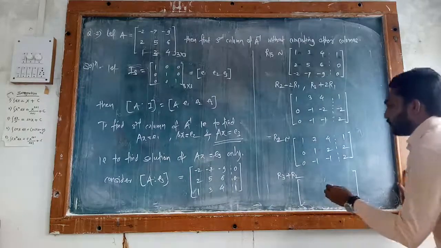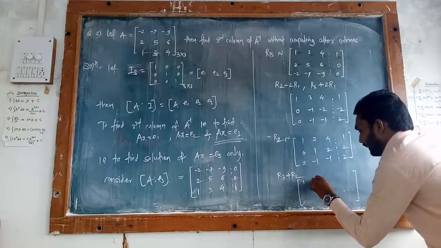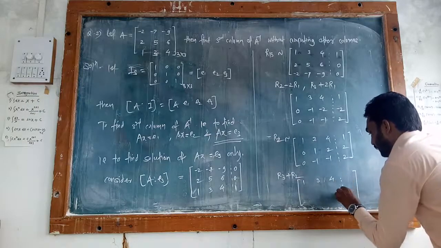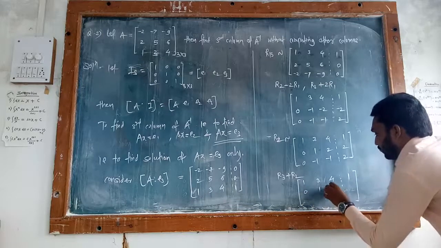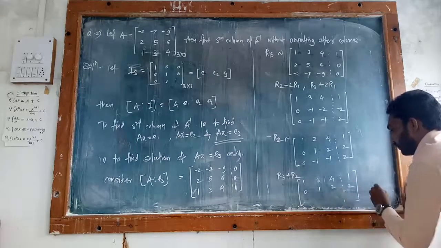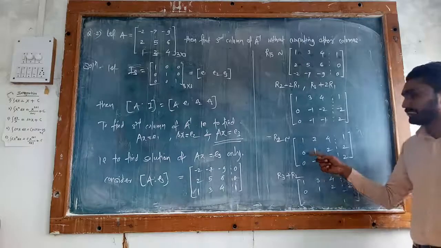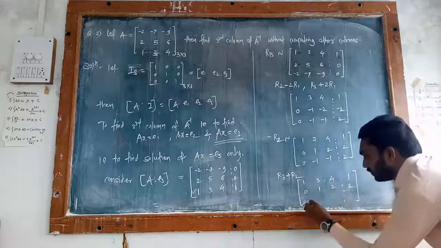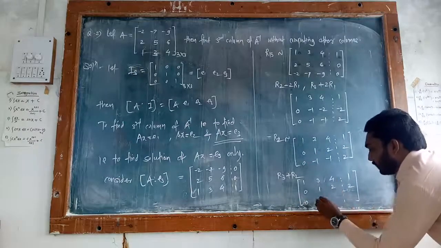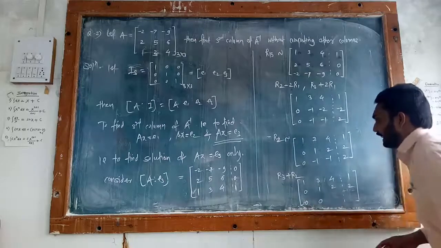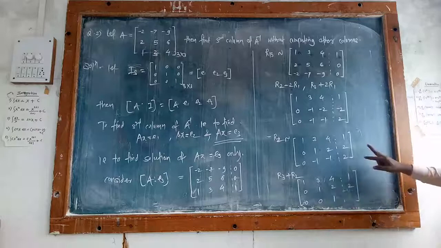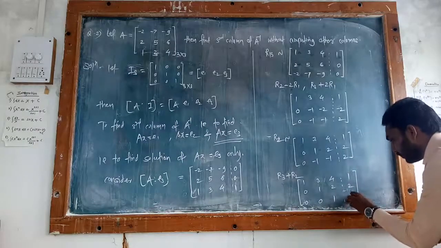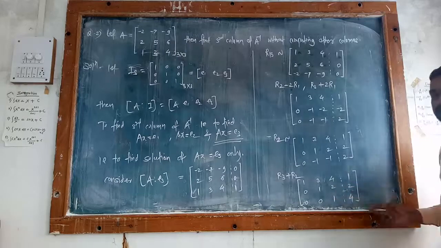So it becomes, your first and second row as it is. That is 1, 3, 4 and this is 1 as it is. Again this is 0, 1, 2 and this is again 2. What is the last one? R3 plus R2. Like 0 plus 0, 0. Minus 1 plus 1, 0. Right? Again minus 1 plus 2 becomes plus 1. Again 2 plus 2 becomes 4. Okay? So we get this one.